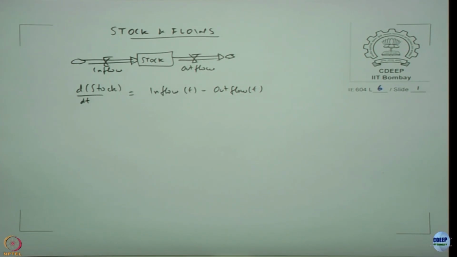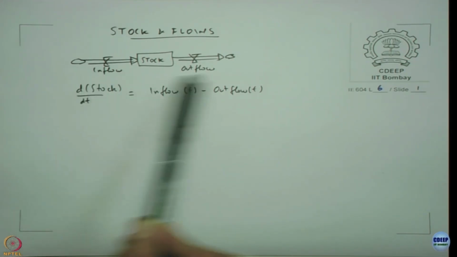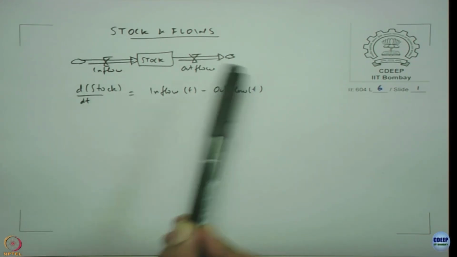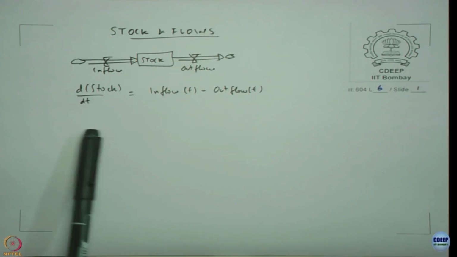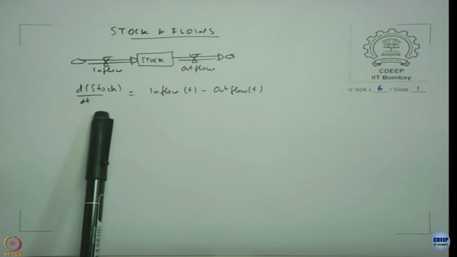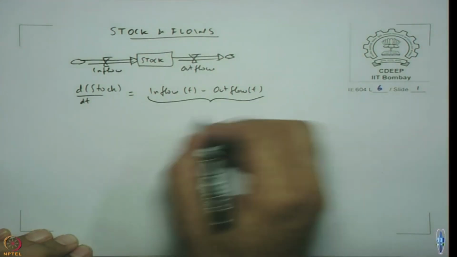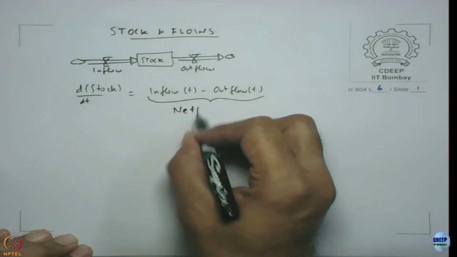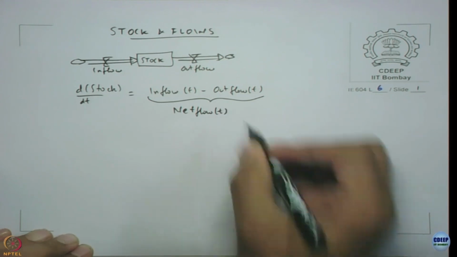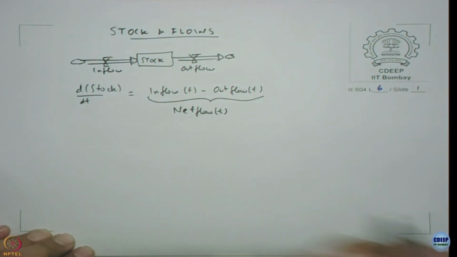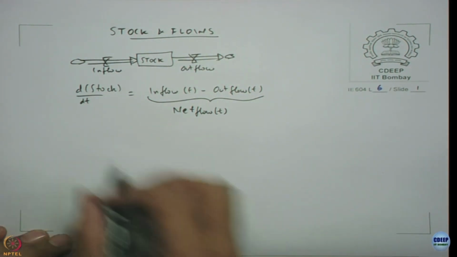And it is important to note that the underlying equation to this graphical representation is nothing but a differential equation, where the change in stock over time t is nothing but inflow minus outflow. This is also known as the net flow at a particular point in time.